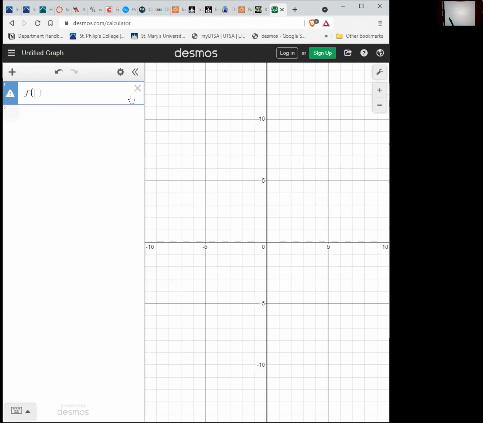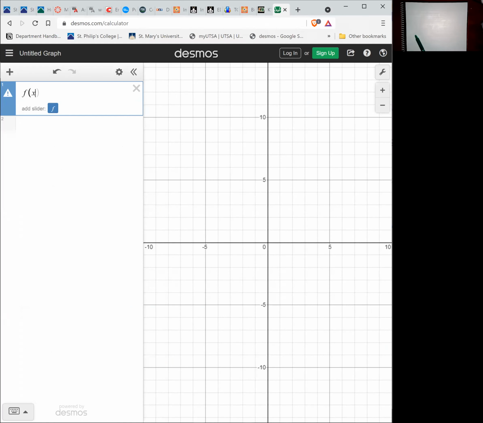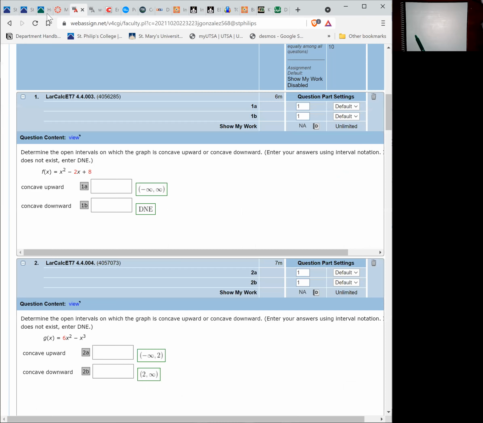Oh man, I just realized my keyboard is broken. Let me switch to my laptop keyboard. The X button and the space don't work. It's kind of funny. Okay. Minus, what did I say, 6x? I already forgot. Minus 2x plus 8. Okay.